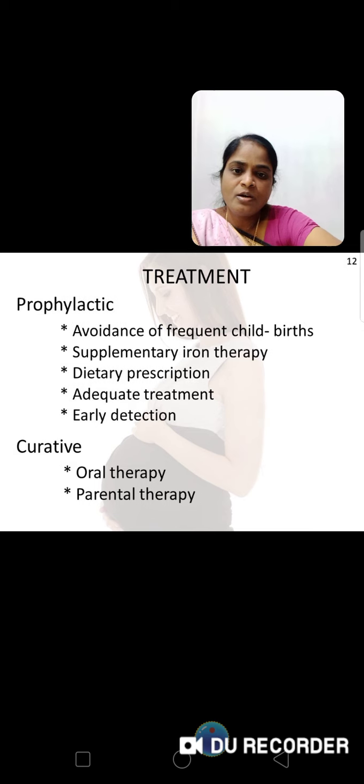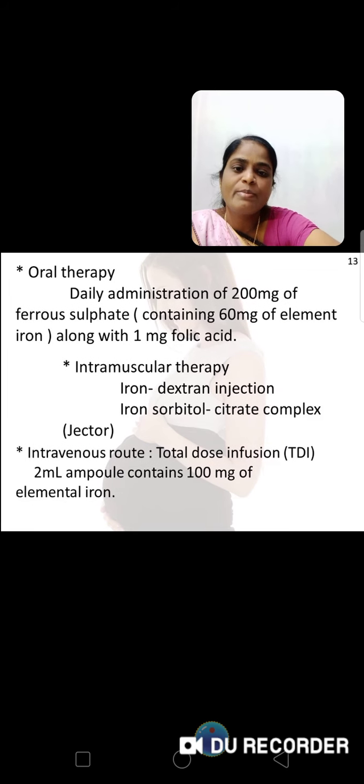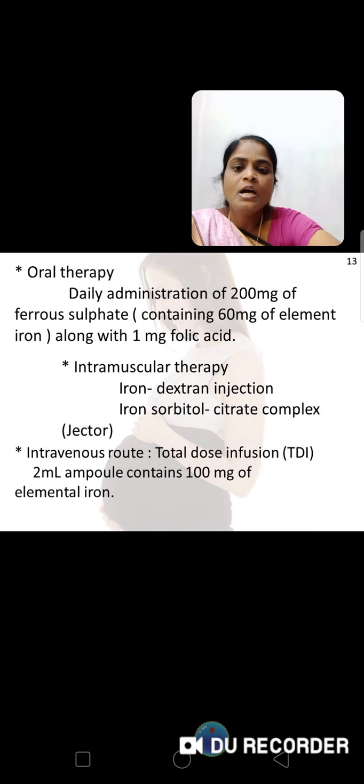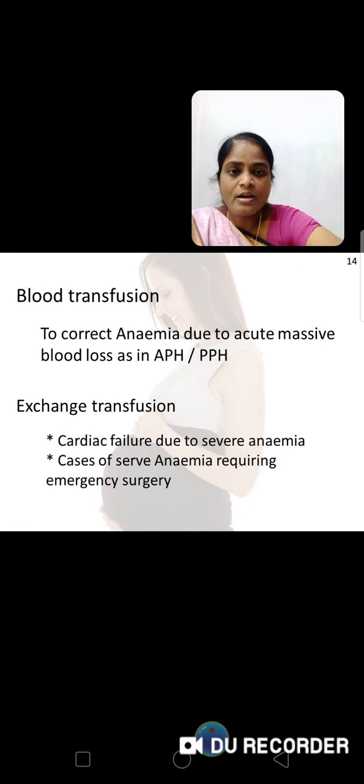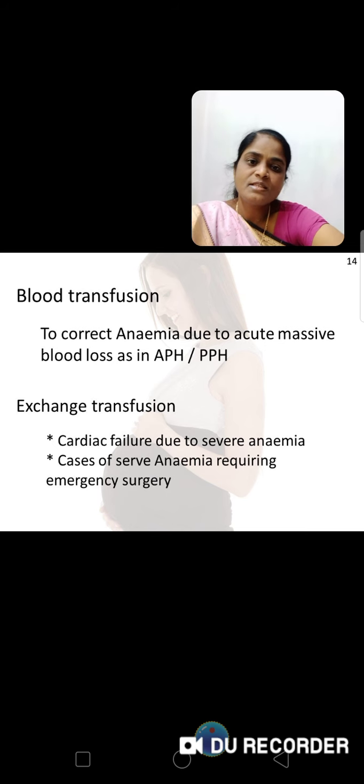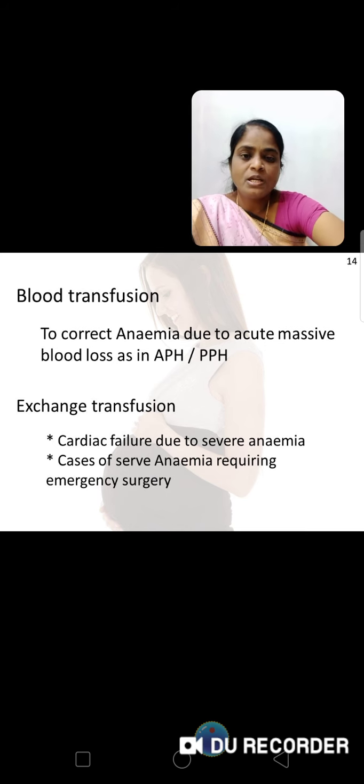So again, treatment methods, there are prophylactic methods. So we are doing some prophylactic methods, and curative is oral therapy, parenteral therapy, IV infusions, tablets, and injections, and blood, in case of the severe cases, blood transfusion and exchange transfusions. So these are the treatment methods for the anemia in pregnancy.